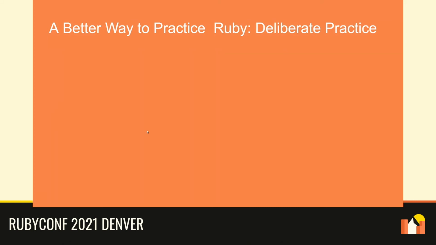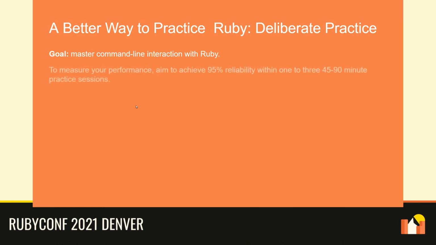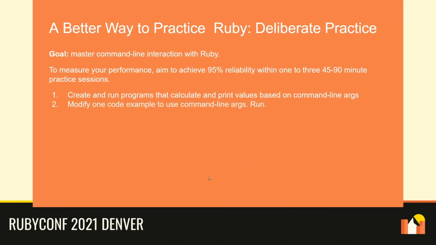Let's see one example from the book Badass by Kathy Sierra. Let's say that you're practicing command line interaction with Ruby. So that's your goal, master command line interaction with Ruby. You already know how to measure your performance. So pay attention to how you perform within the time for the sessions. And you can get started with creating and running programs that calculate and print values based on command line args. If that's something that you can't achieve within 90 minutes, break it down.